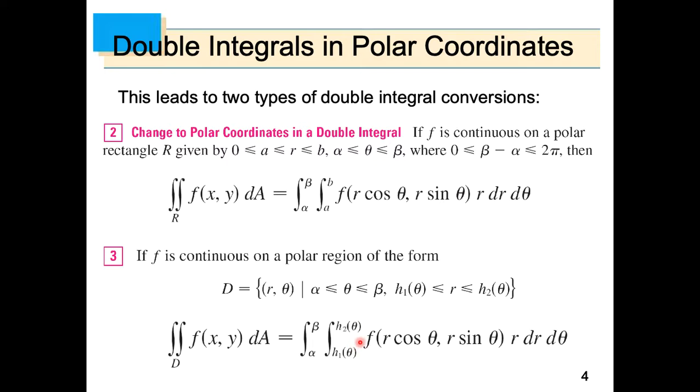However, remember, sometimes you might get a situation where r is variable from its outermost r to its innermost r, whereas the angles are still pretty constant. But I really want to point out this fact. In both these cases, whether it's this simple case or this more complicated case, notice again, dA is being replaced with r dr d theta in both cases. dA, r dr d theta.